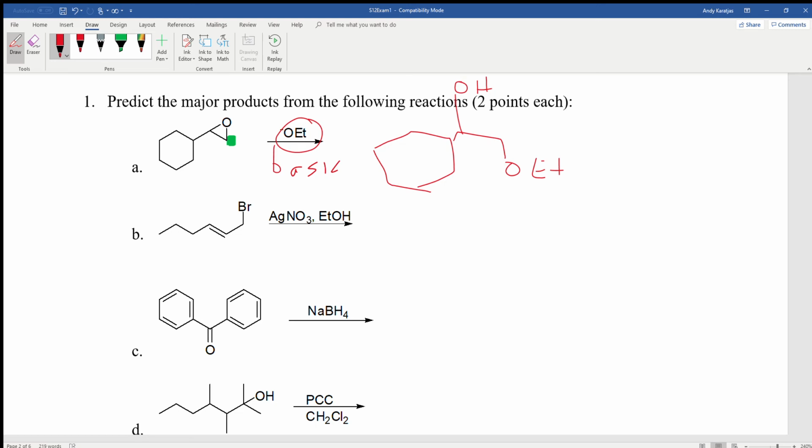Part B is a reaction we've seen many times before. This is a nucleophilic substitution reaction, and because we're in ethanol, we know this has to be an SN1 reaction. The protic solvent leads to the carbocation mechanism.